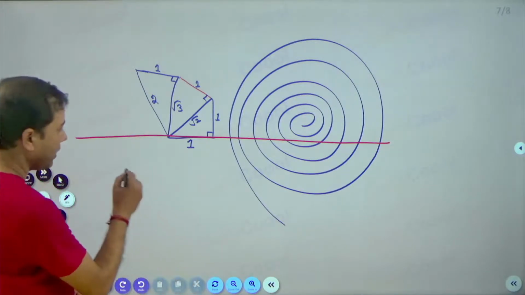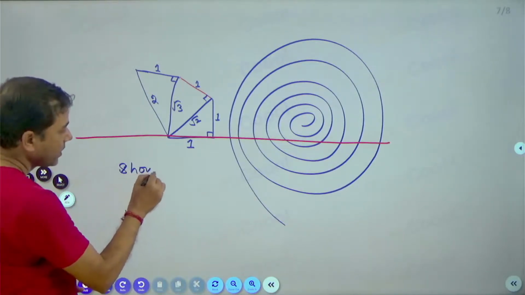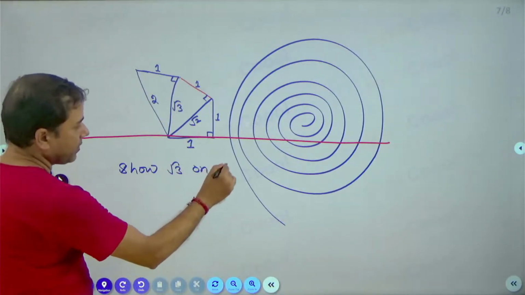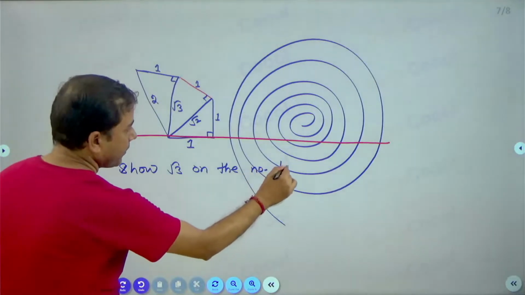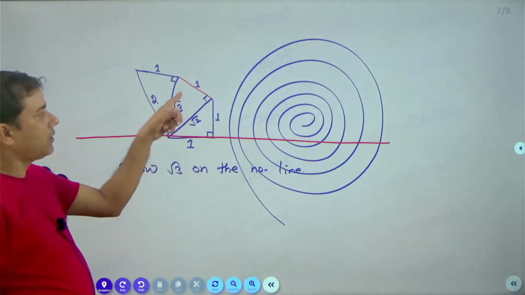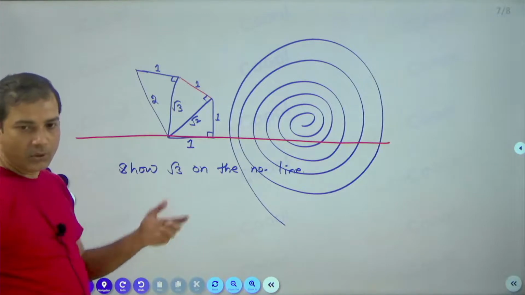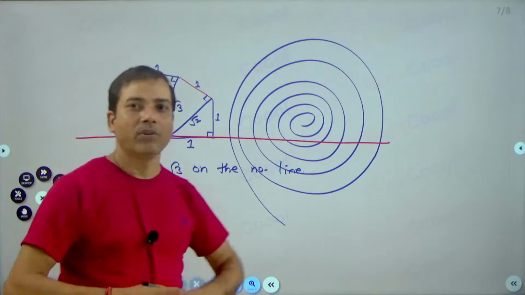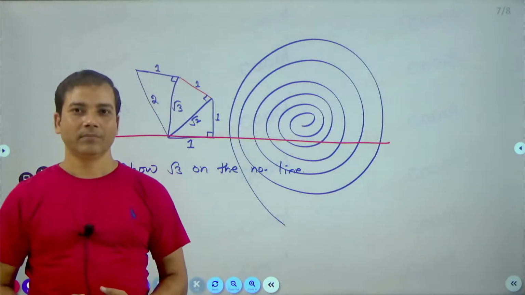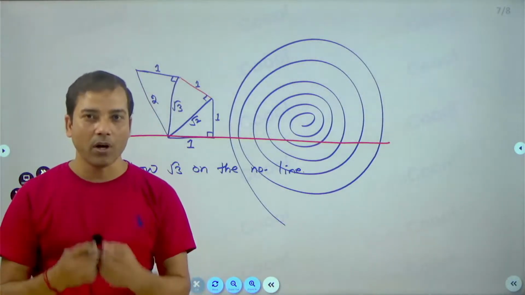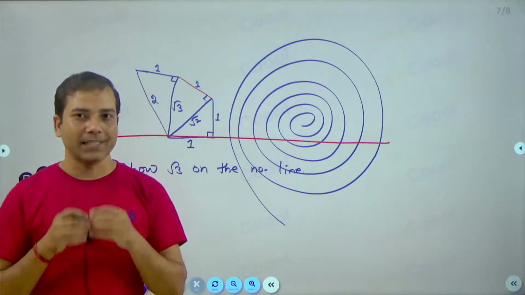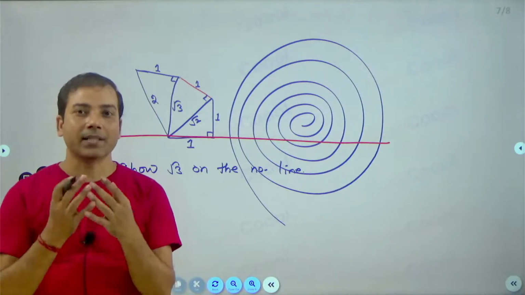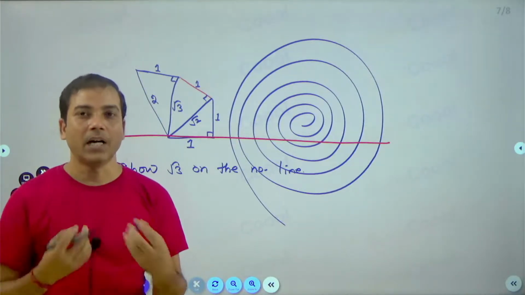But if the question is show root 2 or let's say root 3 on the number line, suppose this is the question and the answer is this, without a line. Do you think this is logical? No. So whenever someone tells you something, use your own logic. Do your own analysis over it. Don't just accept anything without logic.